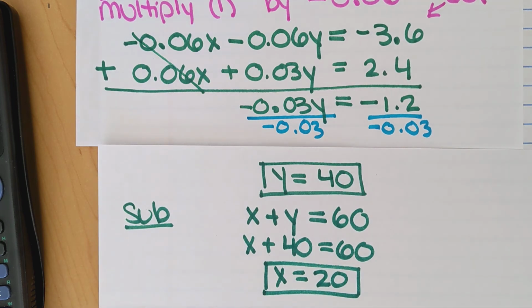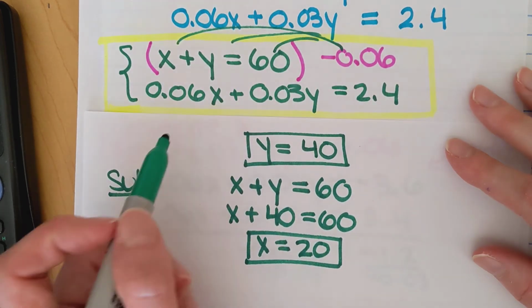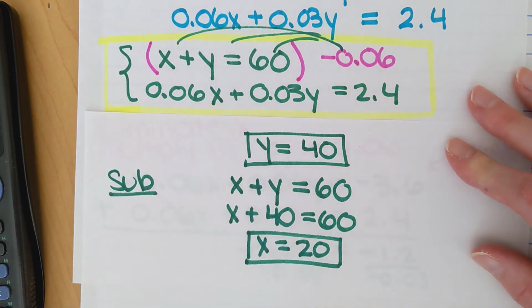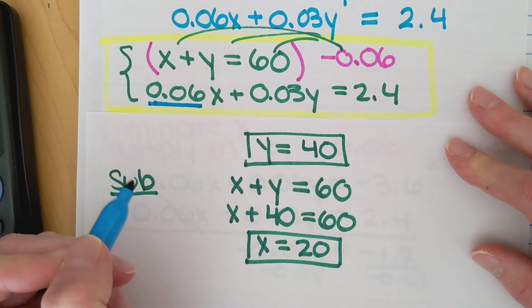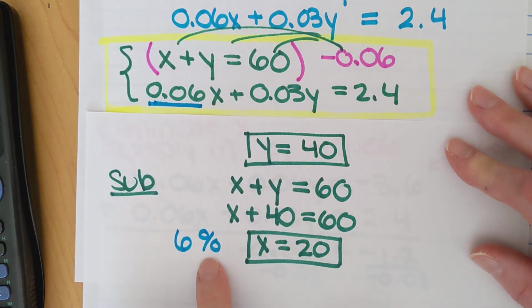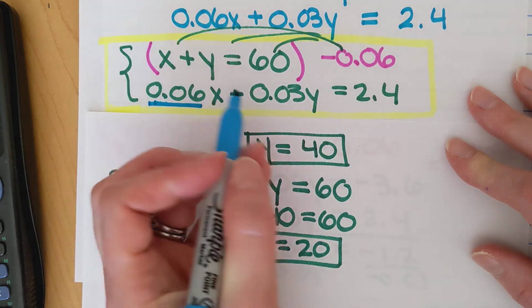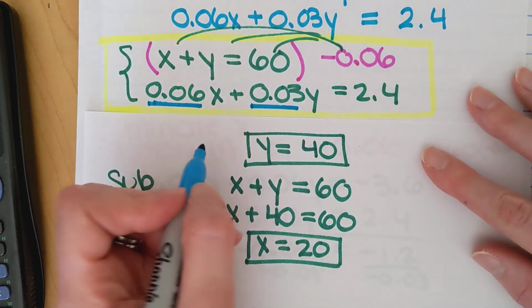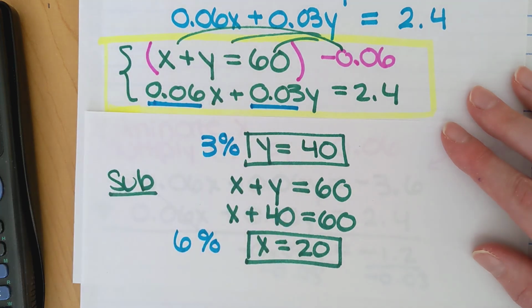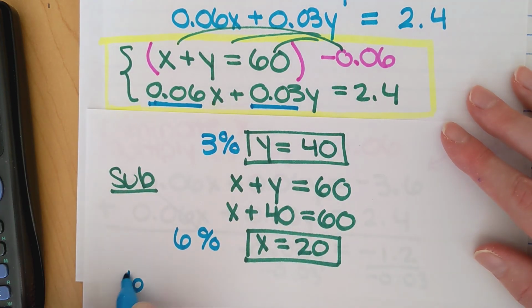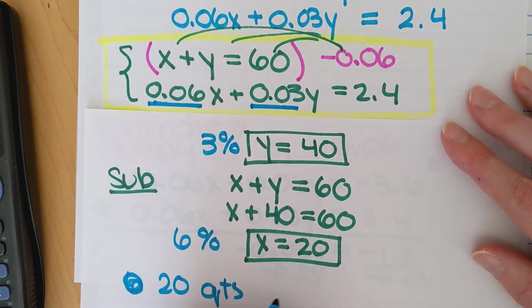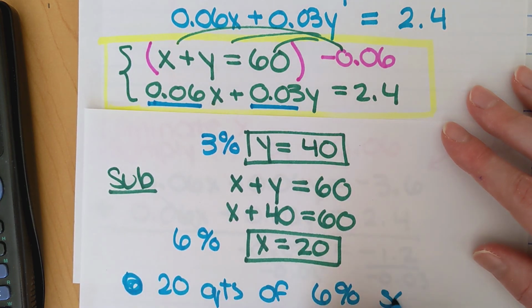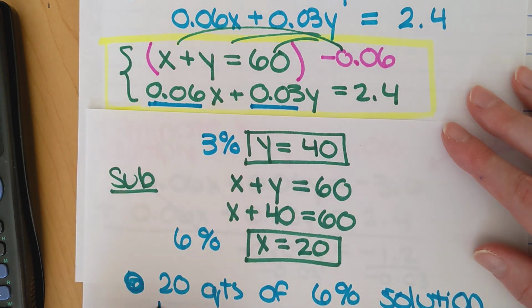Now, one concern that always comes up is what each of those variables represents. The easiest thing I can tell you is to go back to that original percentage equation, and you'll see the coefficient on the x is 0.06. That tells you that you were thinking about x as the 6% solution. And the coefficient on y was 0.03, so that tells you that your y is the 3% solution. So you'll need 20 quarts of the 6% solution and 40 quarts of the 3% solution.